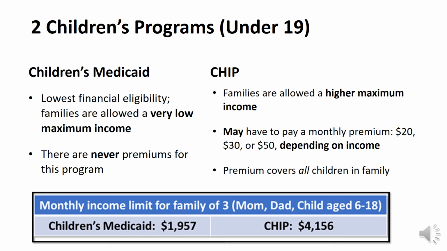But for CHIP, families are allowed a higher maximum income. They may have to pay a monthly premium of $20, $30, or $50 depending on the income, and that premium is going to cover all the children in the family. But if you'll look at the difference, let's say the child didn't qualify for regular Medicaid. Let's say the combined income of the family was actually $2,500 per month. Well, then KanCare will run them for Medicaid. If they're not eligible, then they'll automatically run them for CHIP and see if they're eligible for CHIP. And in this case, they would be.